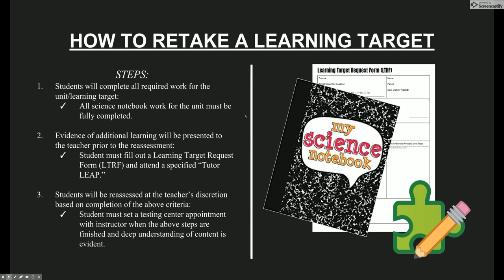The second thing the student needs to do is fill out what's called a learning target request form, or an LTRF, as well as attend a specific leap time tutor session. Finally, after that, the student's ready for a retake. They just need to basically make an appointment for that retake. So let's talk about these steps.